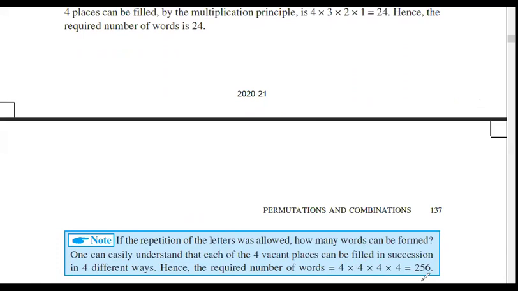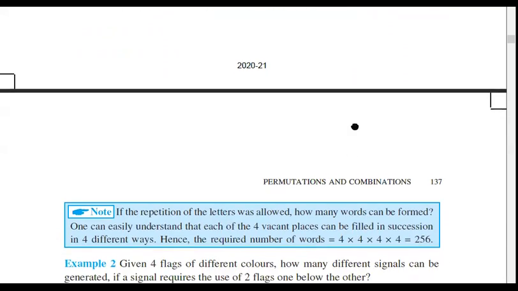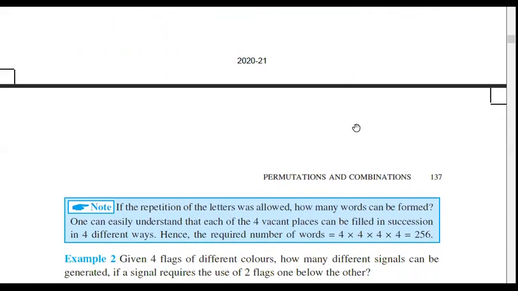Yes, right? Okay. Next, try solving this problem, everyone. Given four flags of different color, how many different signals can be generated if a signal required the use of two flags, one below the other? Think about it. How many vacant places do we have? How many flags do we have to take? Two only. Two vacant places.